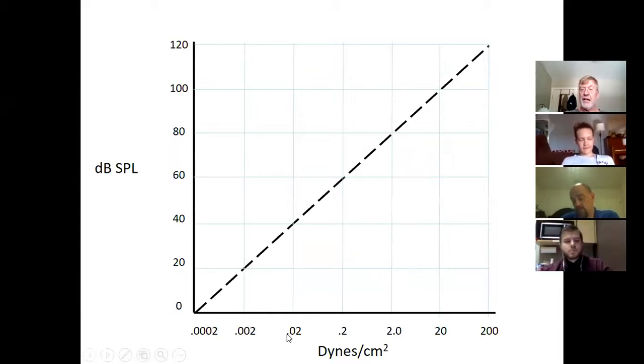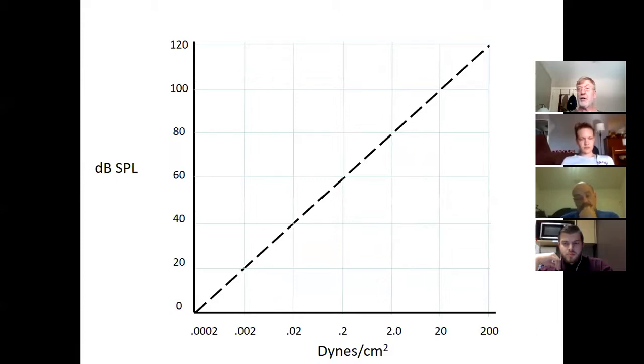If I increase it again by 10, how many did I go up? Now I went to 40. If I increase this by 10 again, how many do I go up? 60. If I increase my pressure from here to here, I went up by 80. So if I increase my sound pressure by a factor of 100, 10 times 10, how many decibels do I go up? The answer is 40.